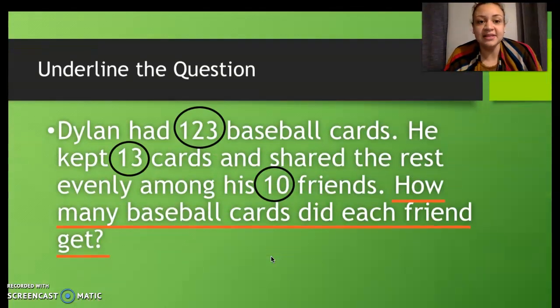Our next step is to underline the question. So our question is, how many baseball cards did each friend get?